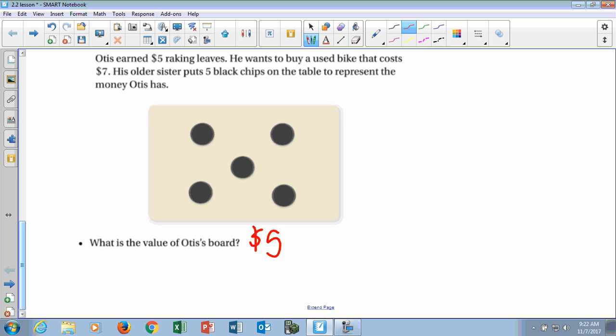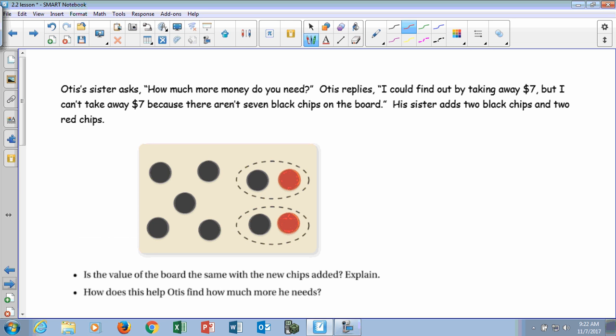Now the story continues. Otis's sister asks, how much more money do you need? Otis replies, I could find out by taking away 7, but I can't take away 7 because there aren't 7 black chips on my board. He only has 5. This part here is what he originally had. His sister adds 2 black chips and 2 red chips, because now she added 0. But now he's got 7 black chips.